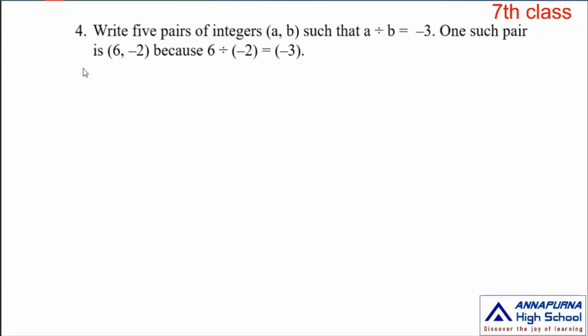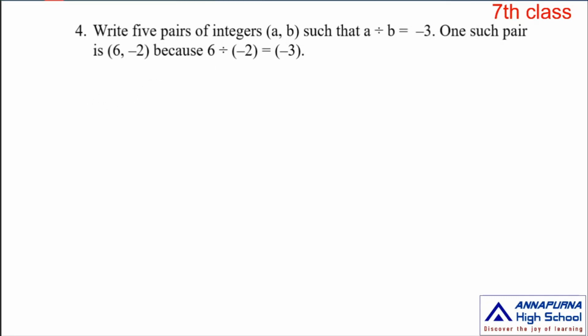Write pairs of integers a comma b such that a divided by b is equal to minus 3. One such pair is 6 minus 2, because 6 divided by minus 2 is equal to, very good, minus 3. So like that, like such pair, you just write 5 pairs of integers. So if you know the tables, this is completely based on the tables.